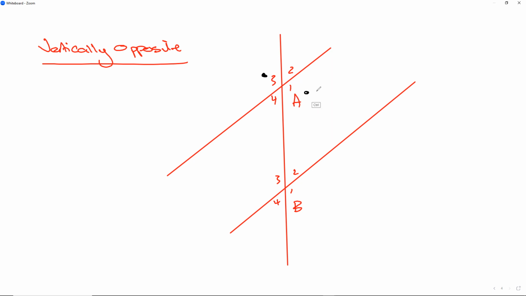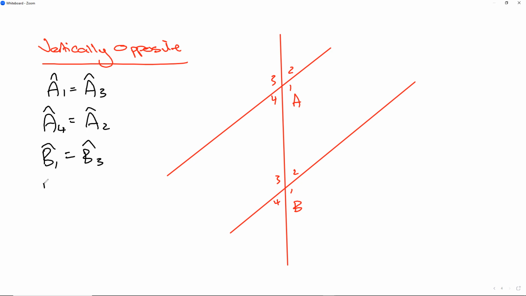The two lines meet like that. So that angle and that angle would be equal when these two lines cross. So A1 is equal to A3. A4 equals A2. Likewise, B1 equals B3. These are vertically opposite angles, and B4 equals B2. There you go.